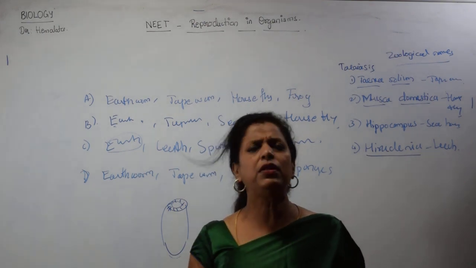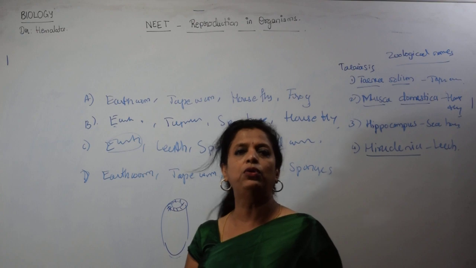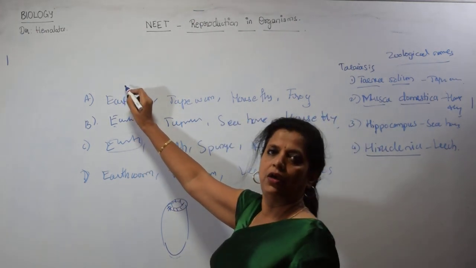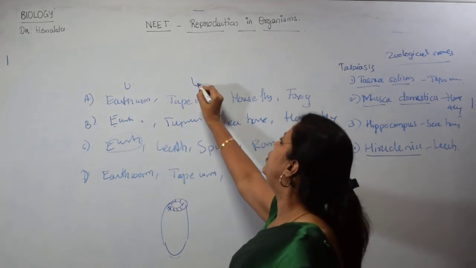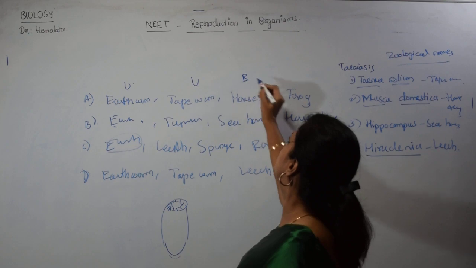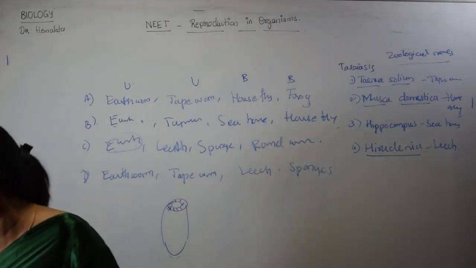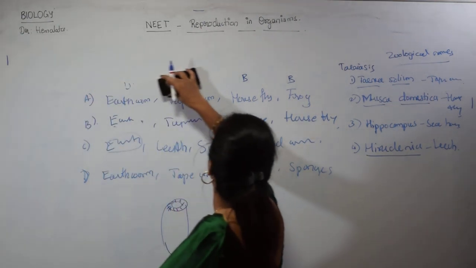So anyway, these are some of the extra things I give you. So among all these, let us go to the question: who are all unisexual? They said, right? Earthworm is 100% hermaphrodite. Tapeworm hermaphrodite. Housefly is bisexual. Frog is bisexual. Sorry, I'm just going to use the word hermaphrodite only.